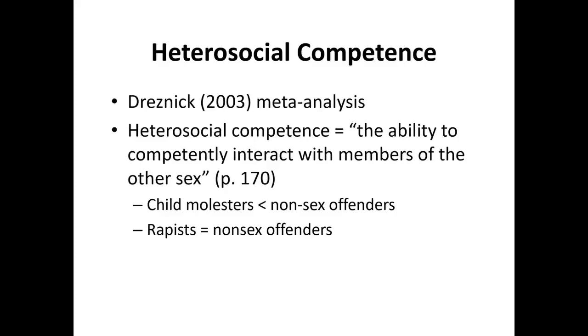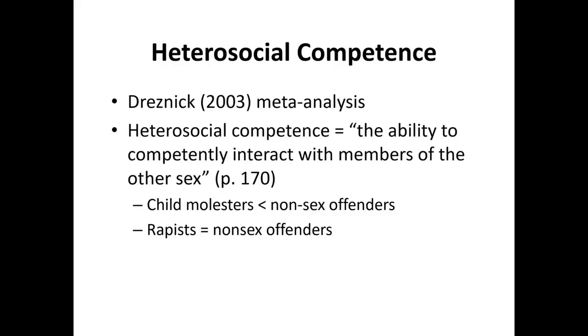Heterosocial competence. That refers to the ability to competently interact, assuming you're straight, though you can translate that to whatever your preferred target of sexual interest is among adults. It's essentially the ability to competently interact with your pool of romantic partners. So people who are particularly shy or awkward around potential dating partners would be considered lower in heterosocial competence. And generally, this could be an explanatory factor for child molesters, but not for rapists. Child molesters tend to score lower than other types of offenders in these romantic social skills, whereas rapists don't have deficits in this area. They do just fine.